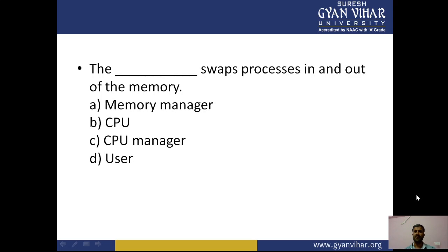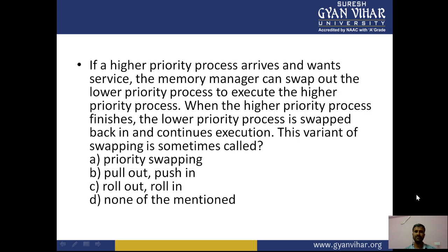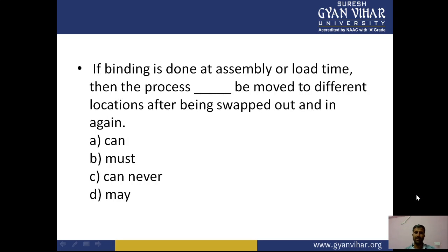Which dash swaps processes in and out of memory: memory manager, CPU manager, user? So A is the right answer, the memory manager. The memory manager swaps processes in and out of the memory. When a higher priority process arrives and wants service, the memory manager can swap out the lower priority process to execute the higher priority process. When the higher priority process finishes, the lower priority process is swapped back in and continues execution. This variant of swapping is sometimes called roll out and roll in, roll out and roll in.